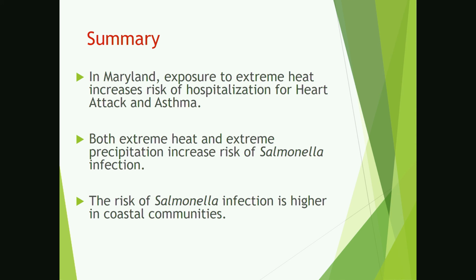So just to summarize that work, extreme heat events increase the risk of hospitalization for asthma attack and heart attack in Maryland. Both extreme heat and extreme precipitation increase the risk of salmonella infection in Maryland. And more interestingly, the risk of salmonella infection is much higher in coastal communities compared to non-coastal communities.